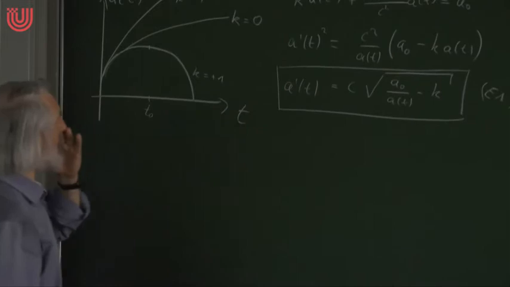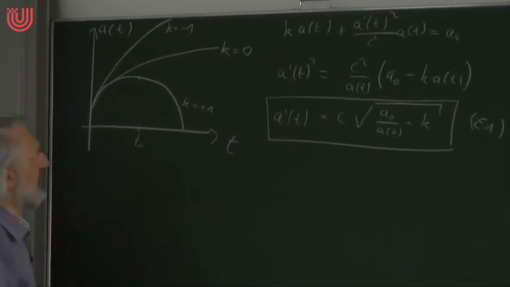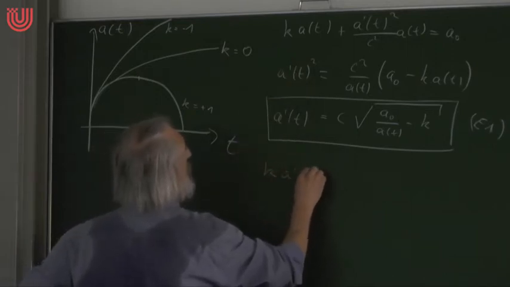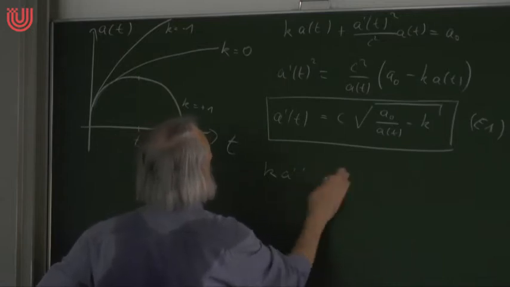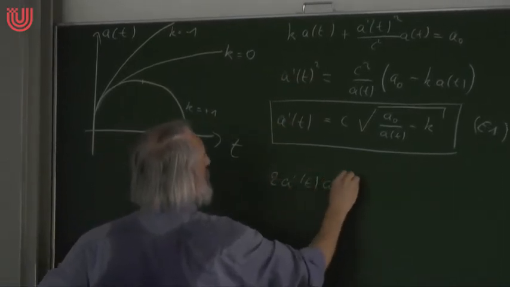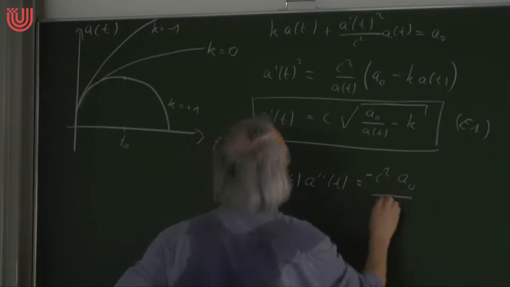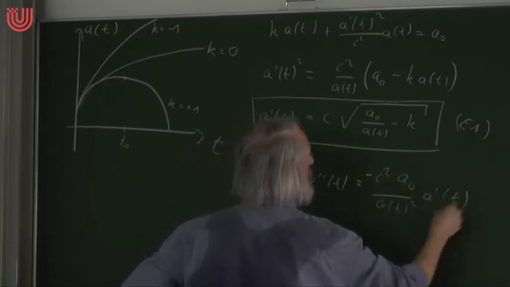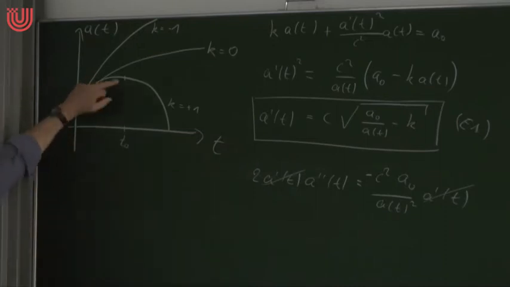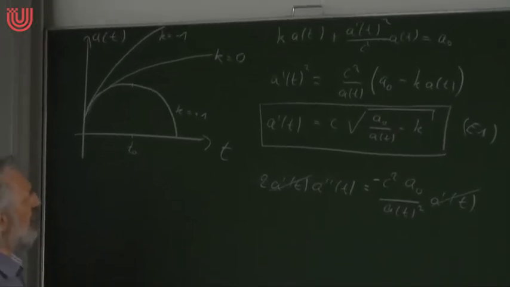The second equation involves the second derivative. So if we differentiate this equation, that's actually equivalent to the second Friedmann equation together with this here. Let's differentiate this equation. Then I have 2 a prime of t a double prime equals c squared a naught, this comes with a minus sign, times a prime of t over a squared. And generically, a prime of t is different from 0. We are not considering static solutions. The solution may have an extremum, but this is an isolated point, so we can assume that generically a prime is different from 0.